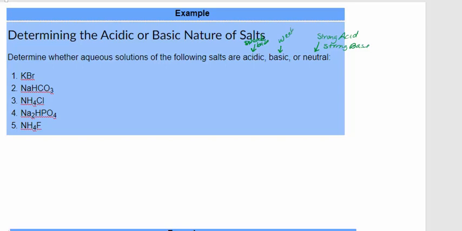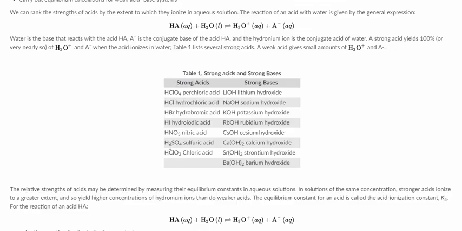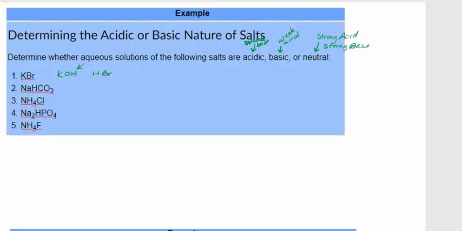So here we have KBr. Well, we're going to put KOH and HBr and decide if those are strong. KOH is a strong base. HBr is on our strong acid list right here. Therefore, since this is both the cation and the anion of strong acids and bases, this would be a neutral solution.